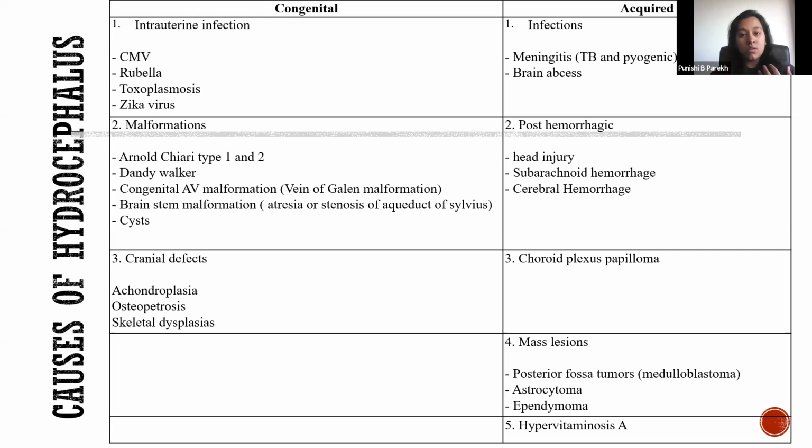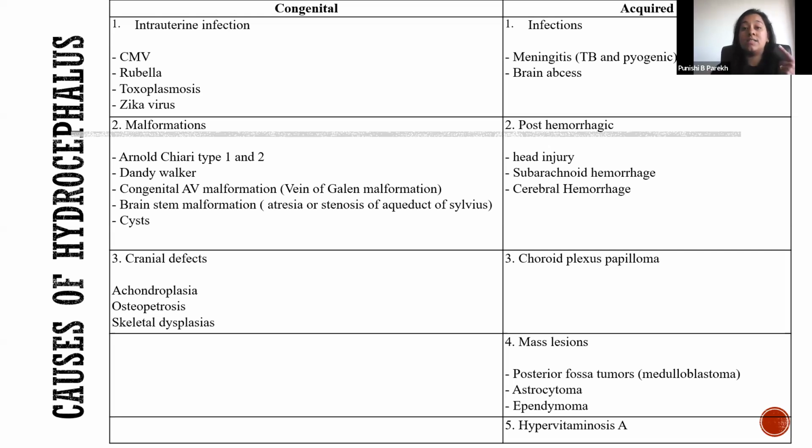Space-occupying lesions like tumors, most commonly posterior fossa tumors in kids, like medulloblastoma, or others like ependymoma and astrocytoma. And interestingly, even hypervitaminosis A results in excessive production of CSF by disrupting the blood-brain barrier, which can again lead to hydrocephalus.